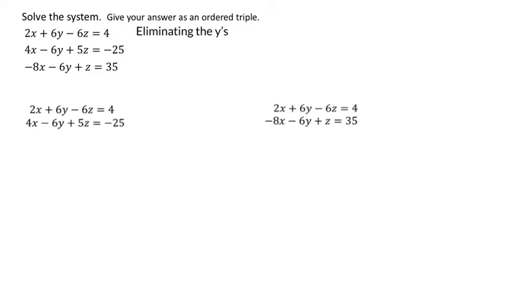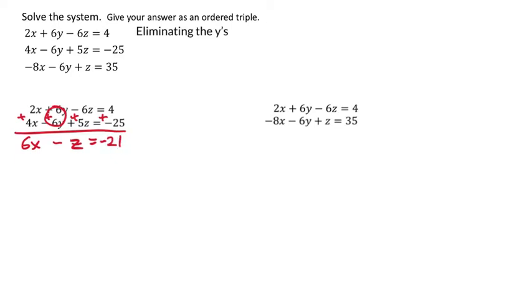Now we've set up these two systems, and we're going to solve both of them. And by solve, I mean we're going to eliminate the y's. So I'm going to add the x's, y's, z's, and constants. I got 2x's plus 4x's, which is 6x's. The y's zero out as planned: 6y's minus 6y's is 0. Negative 6z plus 5z would be a negative 1z, and we can just show that as negative z. And that equals 4 plus negative 25, which is negative 21.